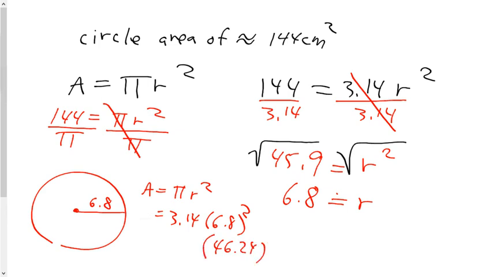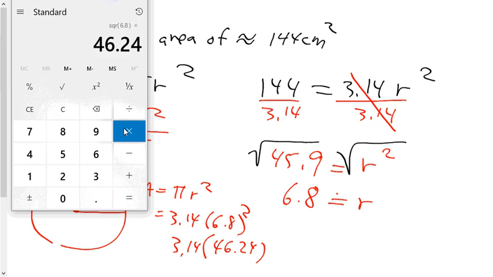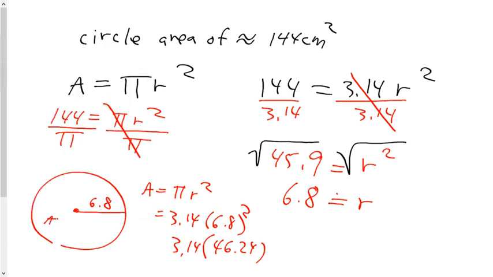So 3.14 multiplied by 46.24, and the area of that circle will be 145.1936. So this area is 145-ish, right? Which is pretty close to the question that says, give me a circle that has an approximate area of 144.